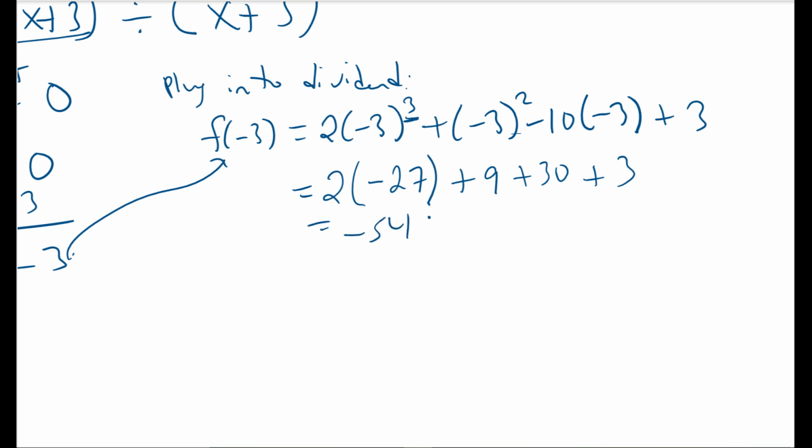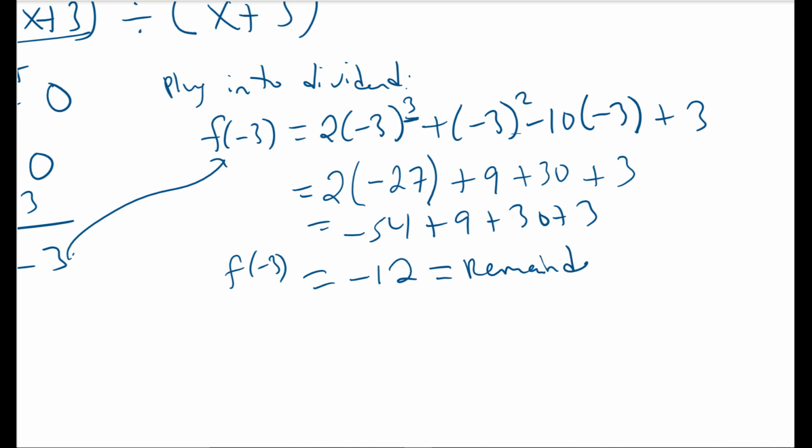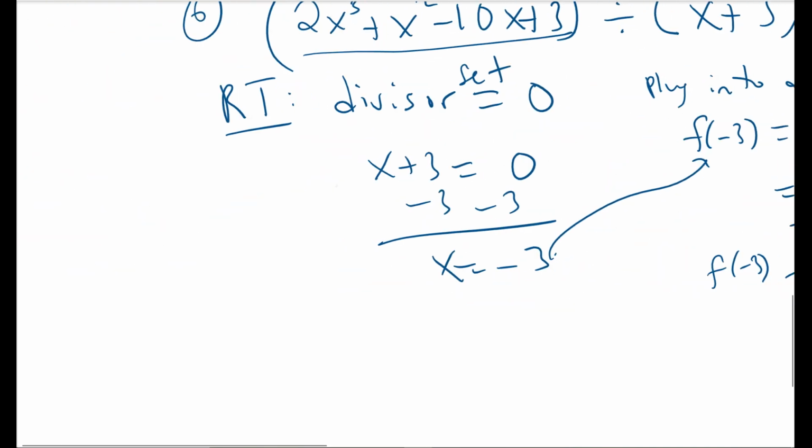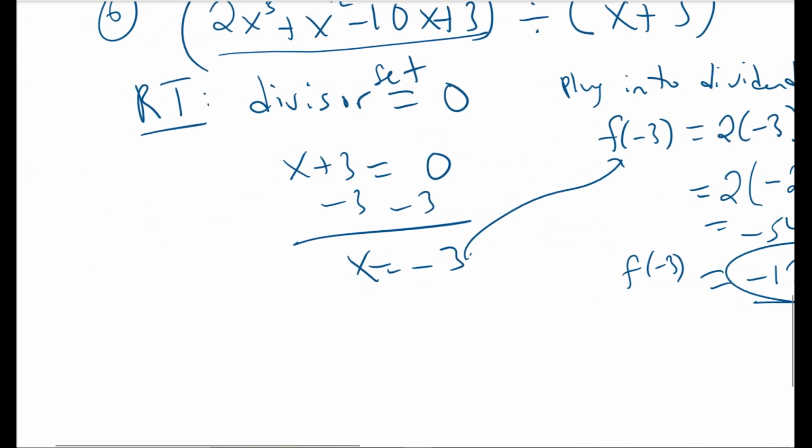Negative 54 plus 9 plus 30 plus 3. All right. So 39, 42. So this would be negative 12. f of negative 3 is negative 12, which is our remainder. All right. Let's go ahead and look at the next one. The next one is another remainder theorem problem.